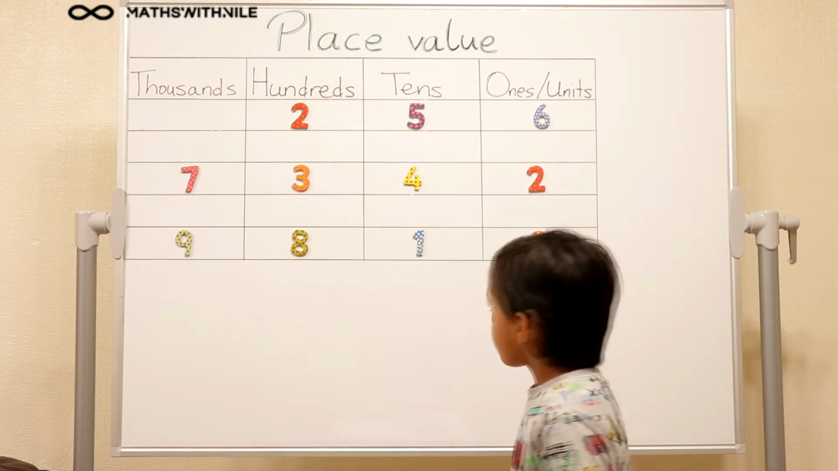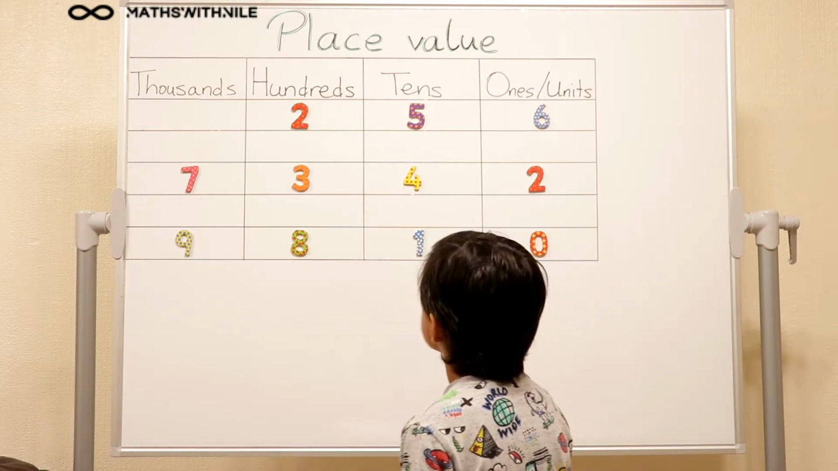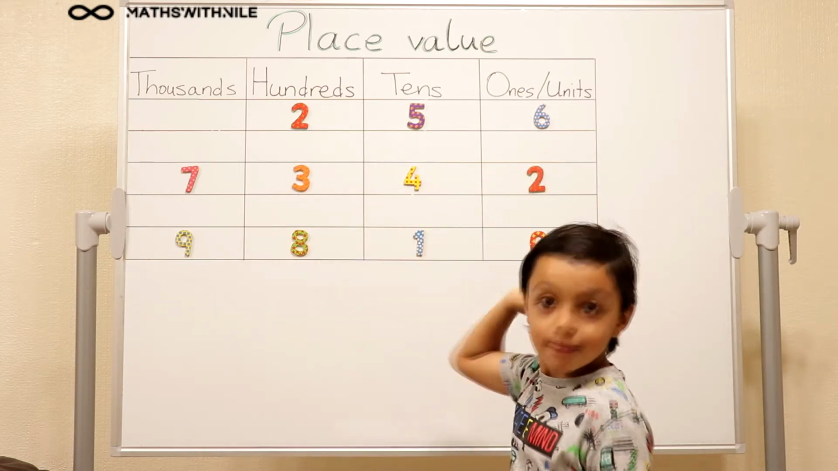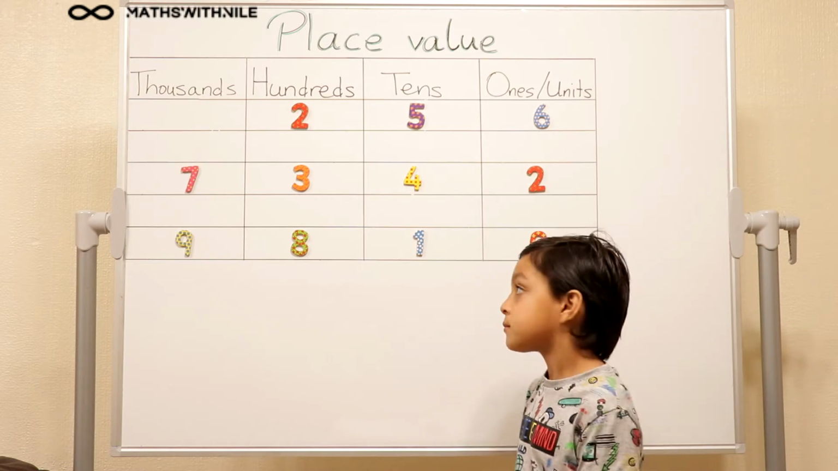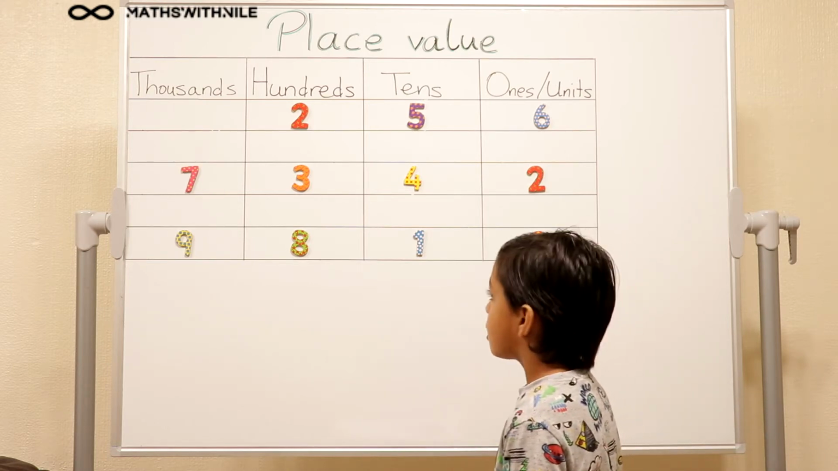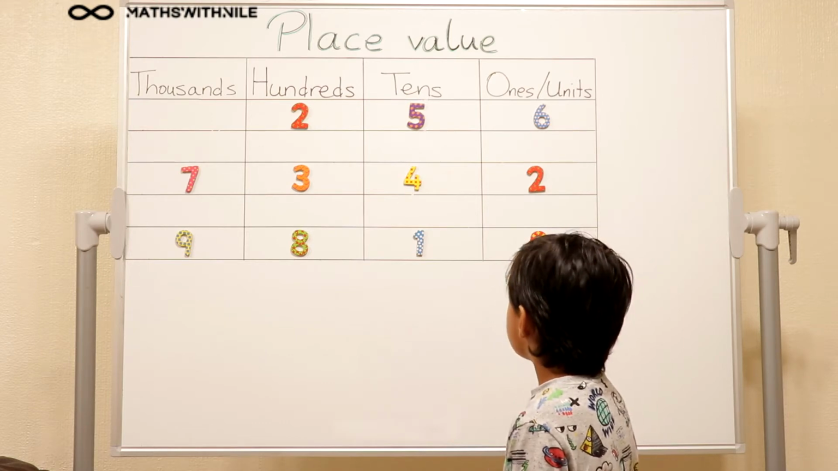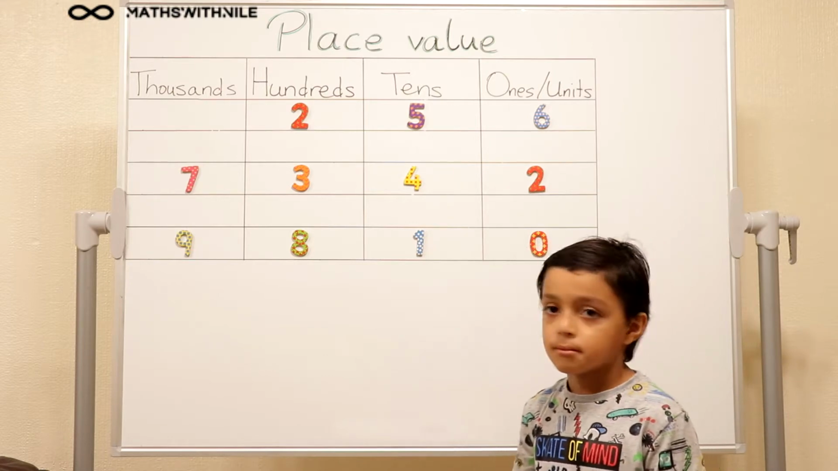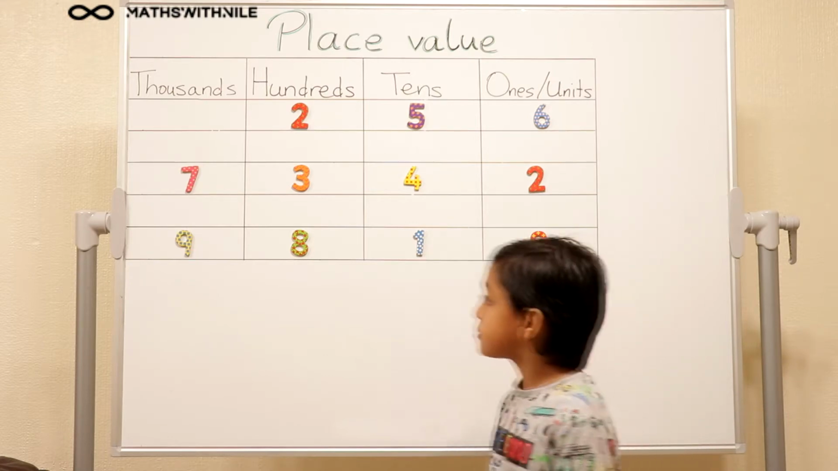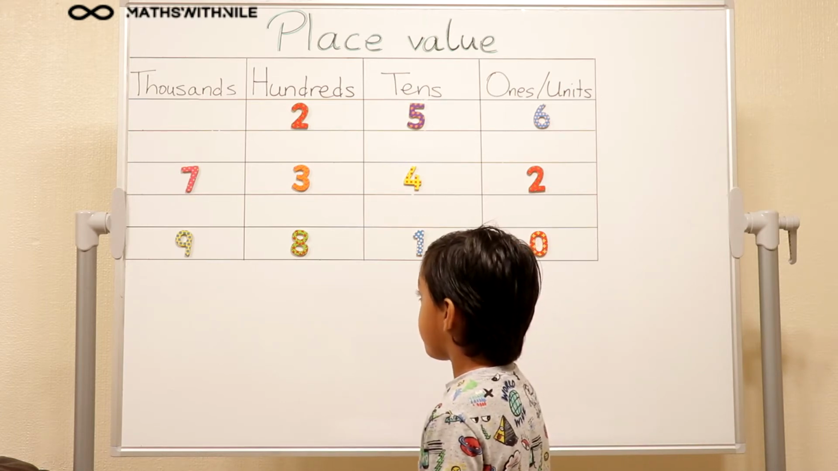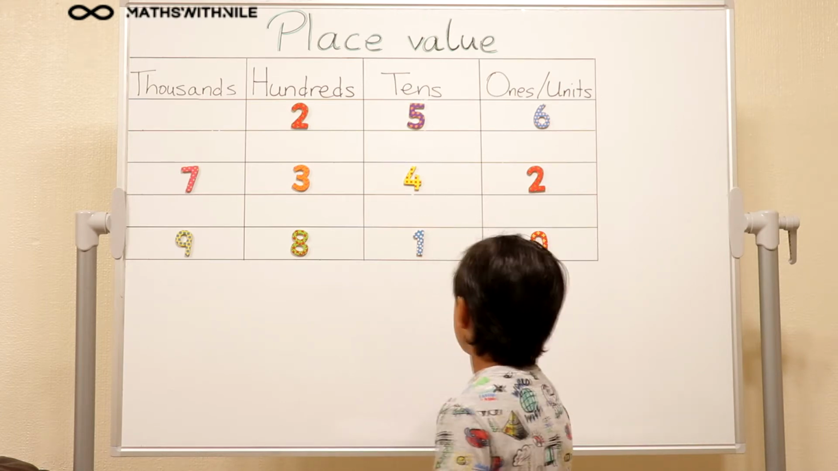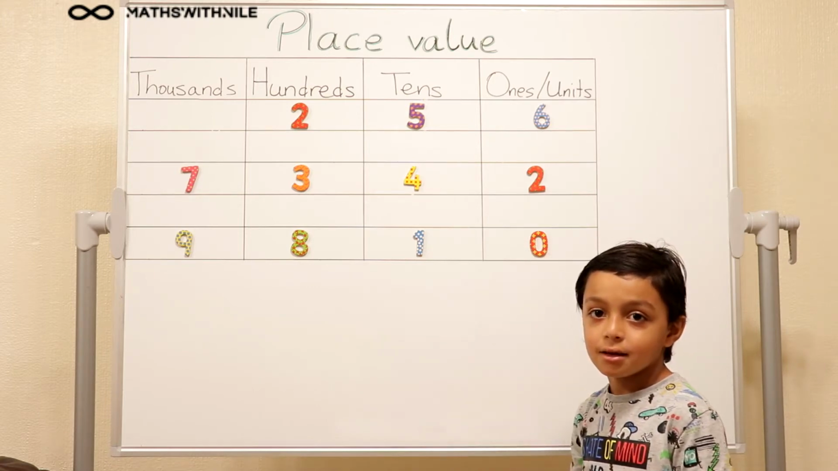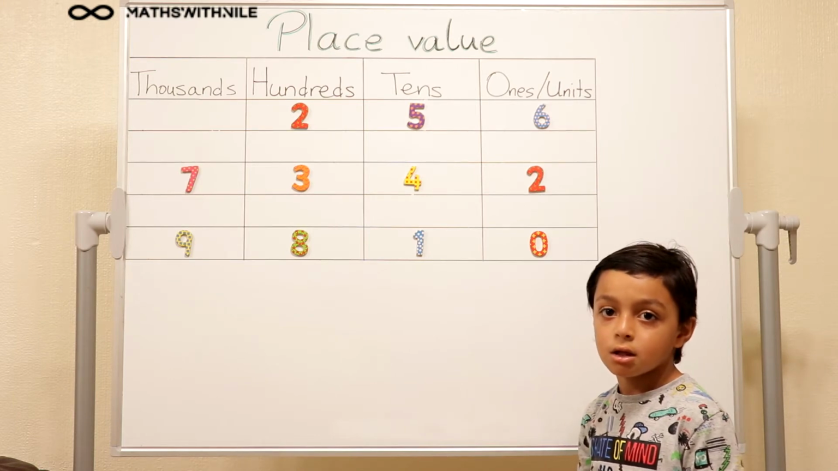And can you tell me the value of the 2 in that second number? Oh, the units. 2 units. Okay. So how would you say that second number? 7,342. Yes. And what about the third number? How would you say that? 9,810. Very good.